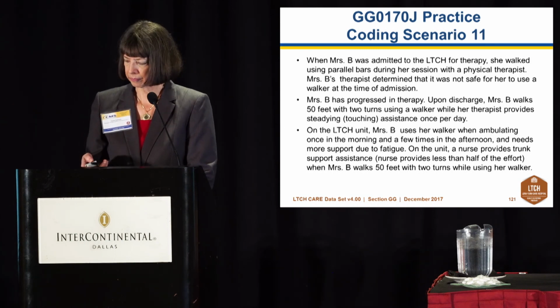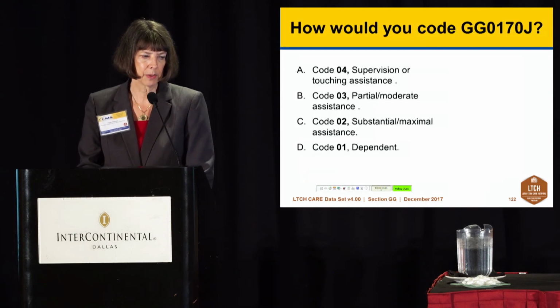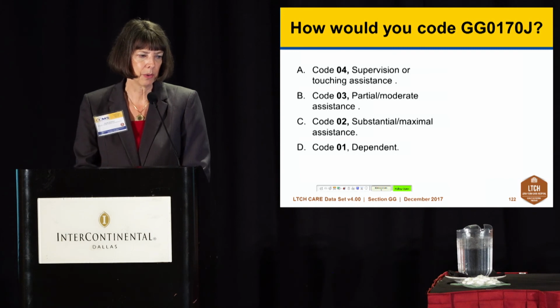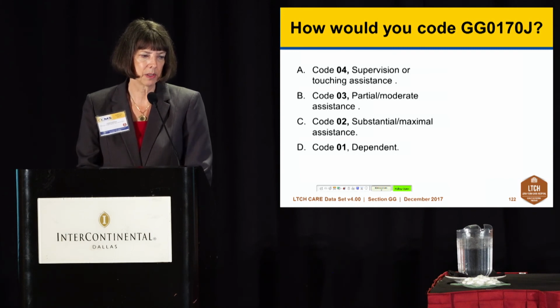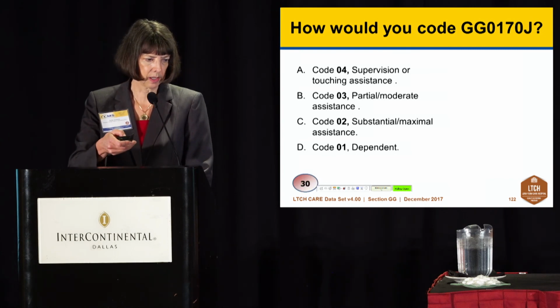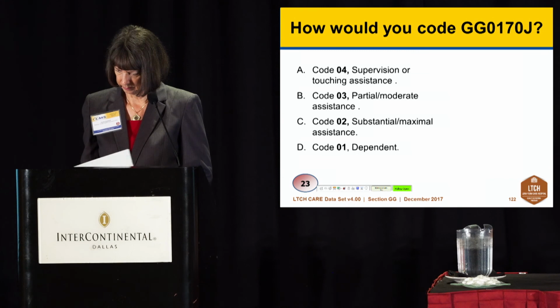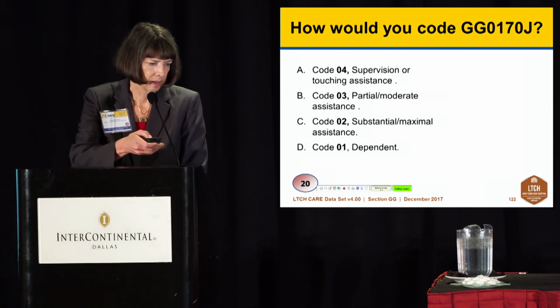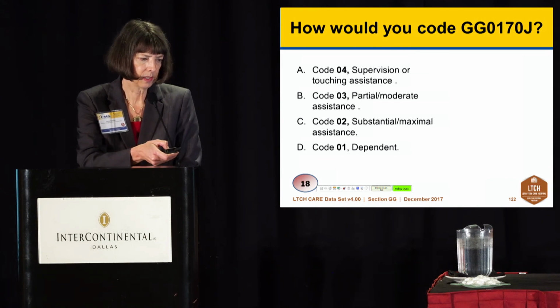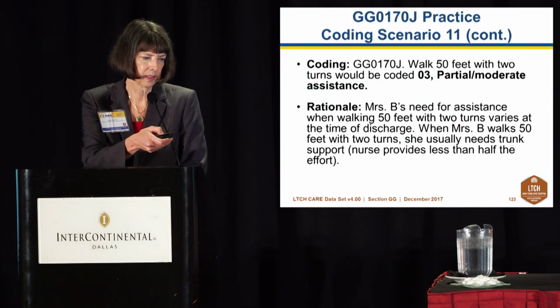using her walker. So consider all this information, and would you say that it was supervision or touching, 04, 03, partial moderate assist, 02, substantial, maximal assist, or 01, dependent? So let's take a look at what you decide on this one. Okay, we got lots of answers, so let's check this out. 83% of you said B, code 3, partial moderate assist, and that is correct.